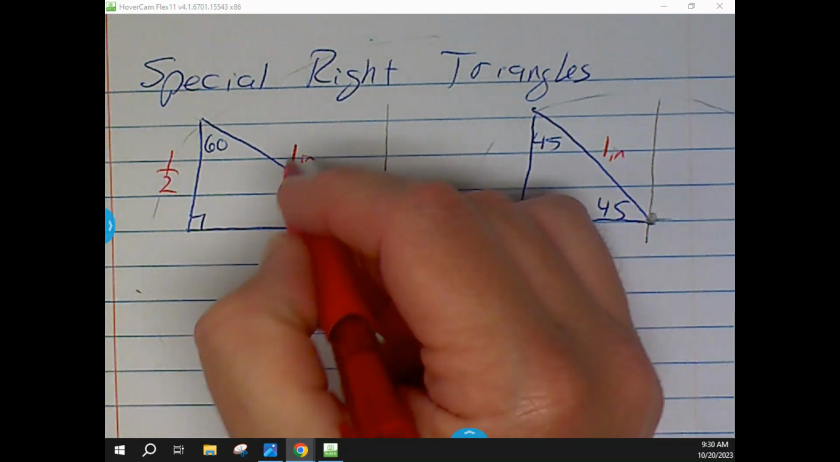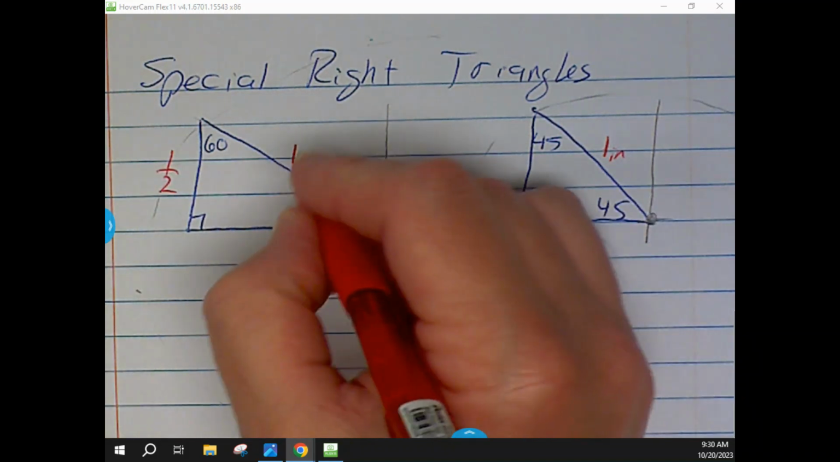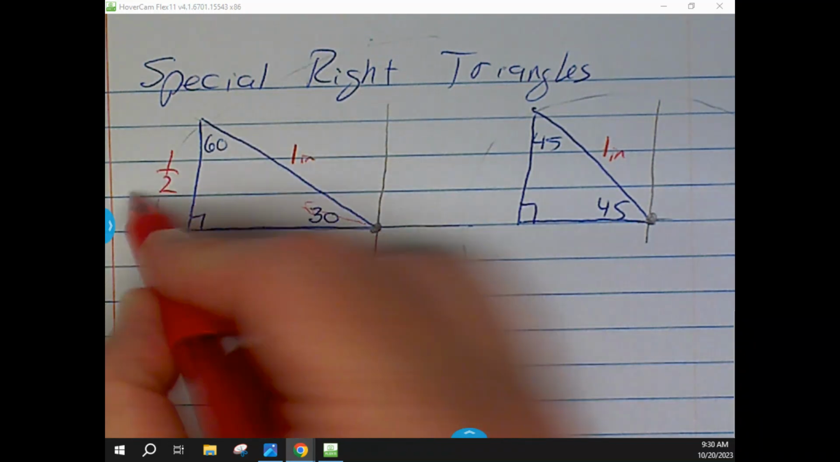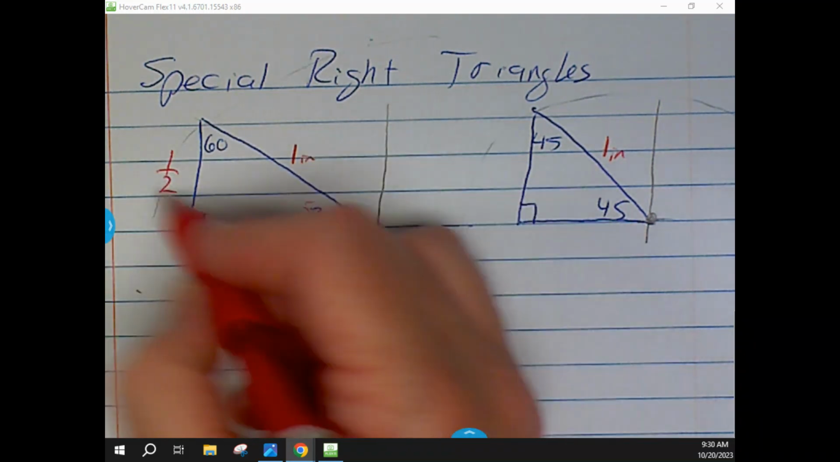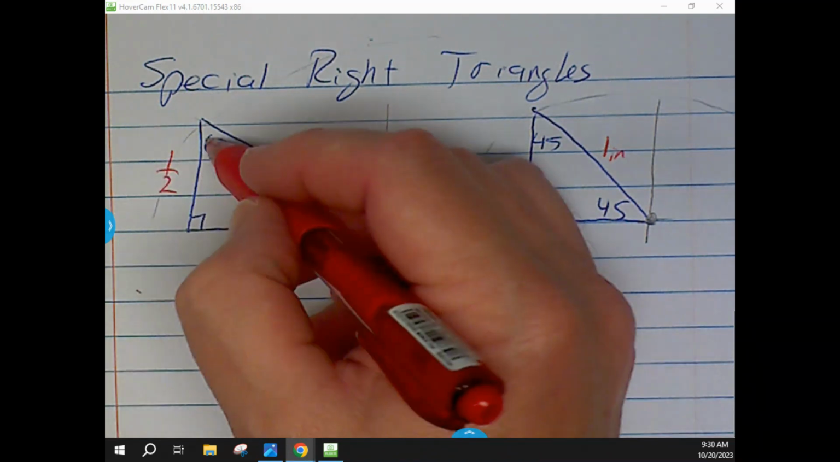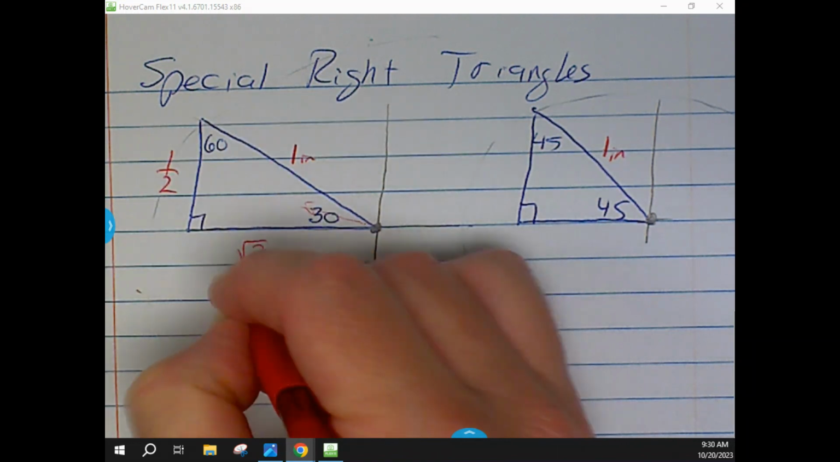So if this side had been 4, this side would have been 2. If this side was 10, this side would have been half of 10. This would have been 5. So these two things are always doubles and halves if you go from the hypotenuse back to the shorter side. And then to go from the short side back to the one that's opposite the 60 degrees, you take this side and then you multiply it by square root of 3.